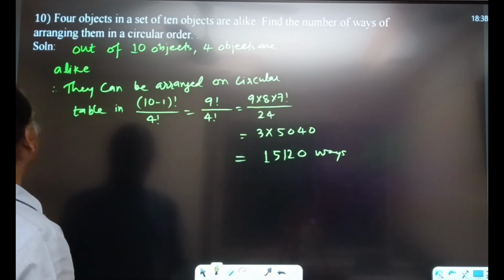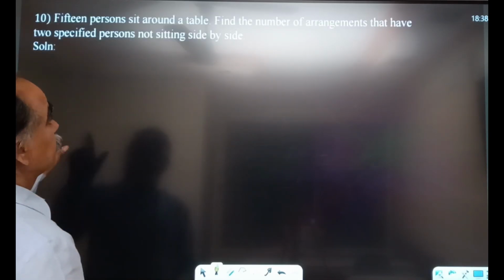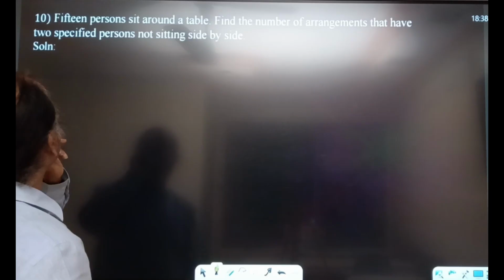ये कौन सा है? 10 तो हो गया ना, 11 है क्या?